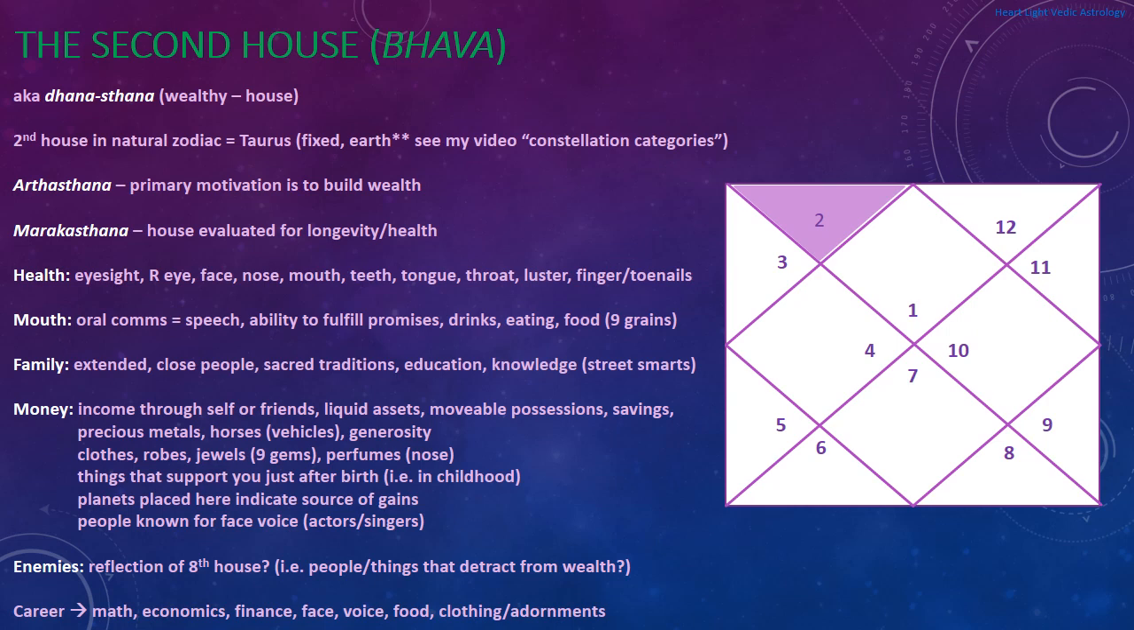And then again, if somebody has a very strong second house, or if the planets related to their second house are also related to the career, then you might have somebody who has a career that's based on math, economics, finance, or things like the face and voice, like I mentioned, actors and singers, careers related to food, like maybe a catering business if they also were an entrepreneur, and things like clothes and adornments, because again, those are all things indicated by the second house. All right, so there you go.